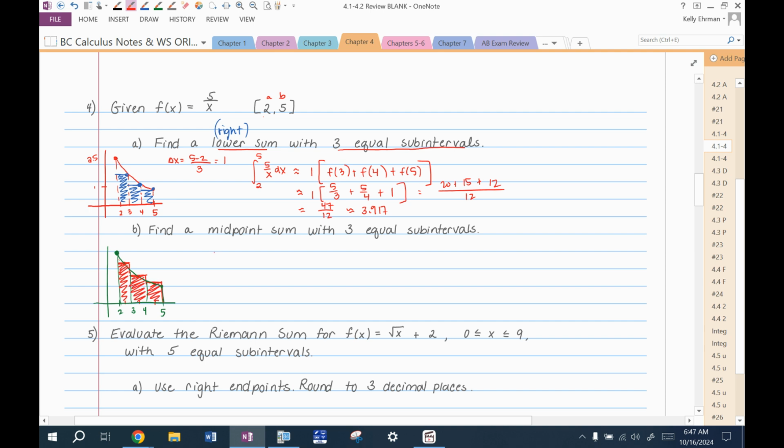All right, so this one is saying the integral from 2 to 5 of 5 over x dx could be approximated by 1, which is the delta x, times the height of each rectangle. So f of 5 over 2 plus f of 3.5, so 7 over 2, plus f of 4.5, so 9 over 2.